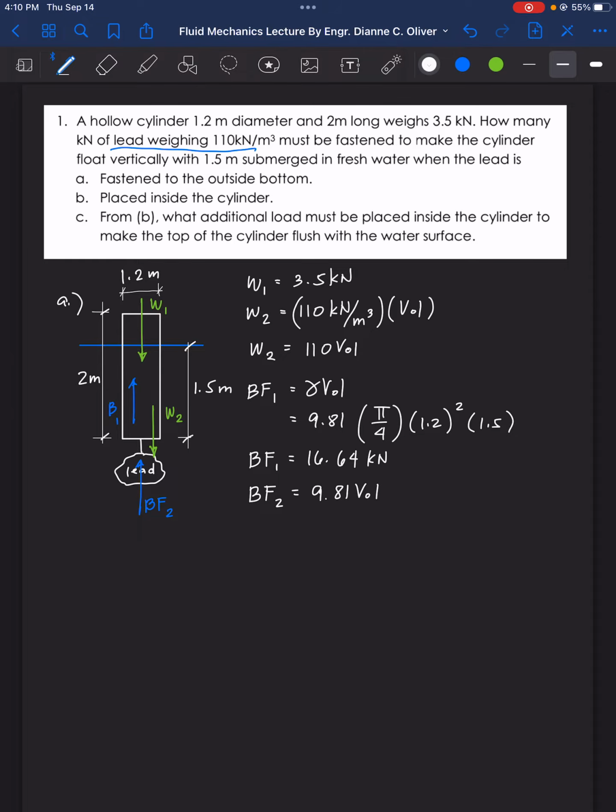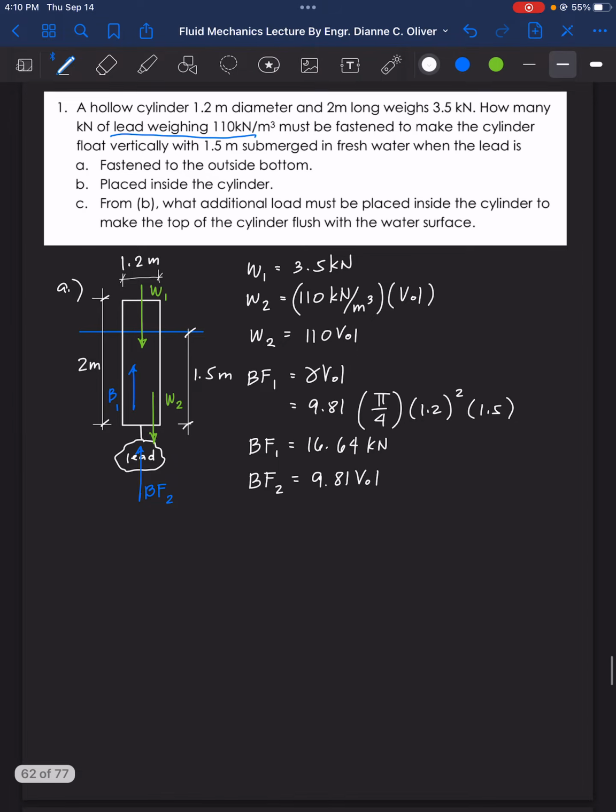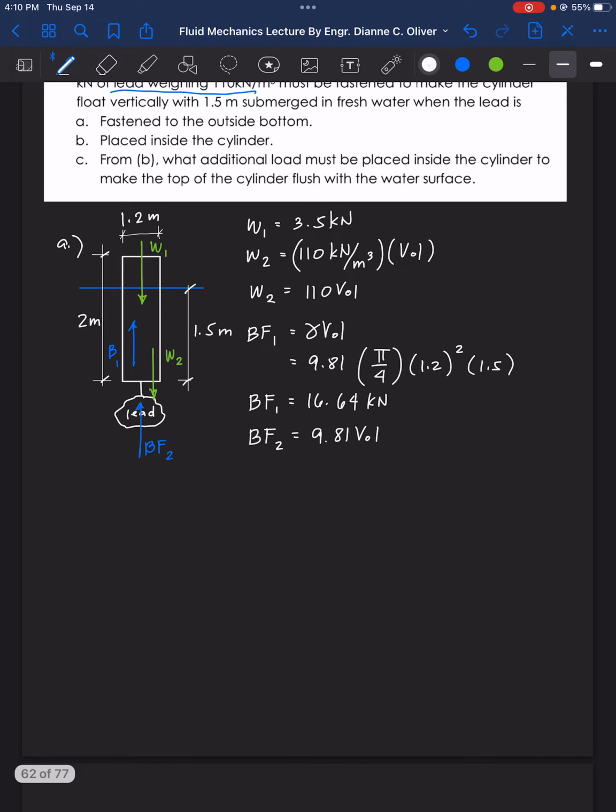Okay, so that's all the forces involved. So this time we have the summation of forces vertical is equal to 0, say downward positive. So every downward force is positive. We have W1 plus W2 minus buoyant force 1 minus buoyant force 2. That is equal to 0.